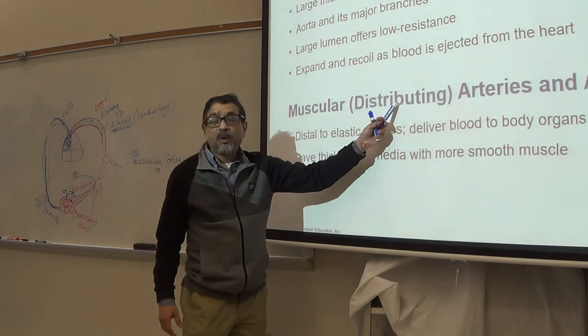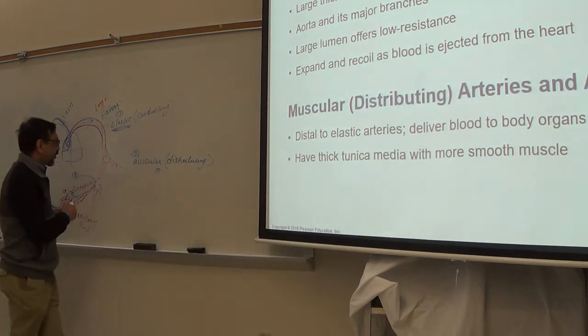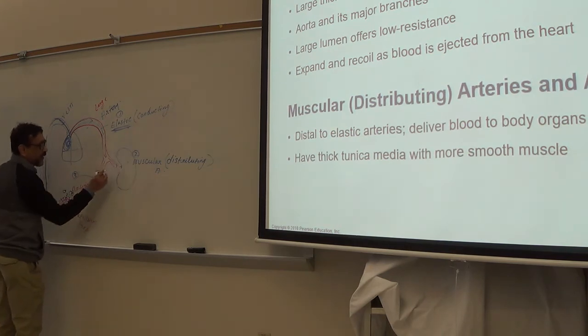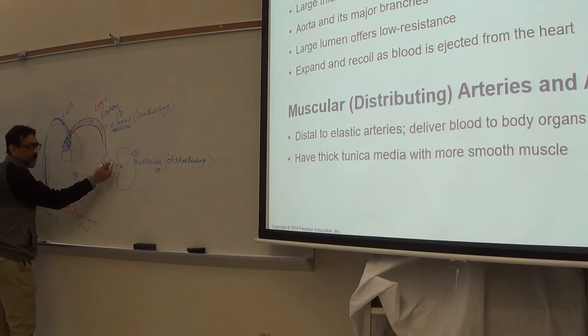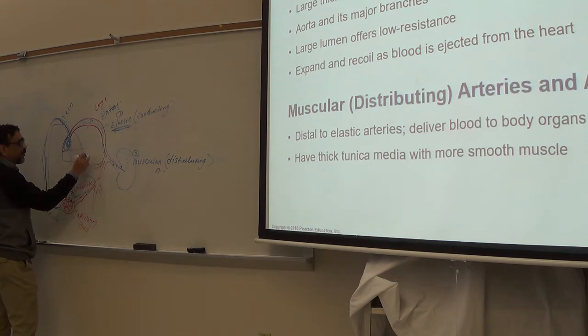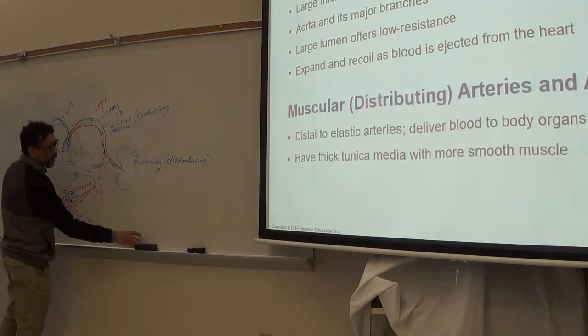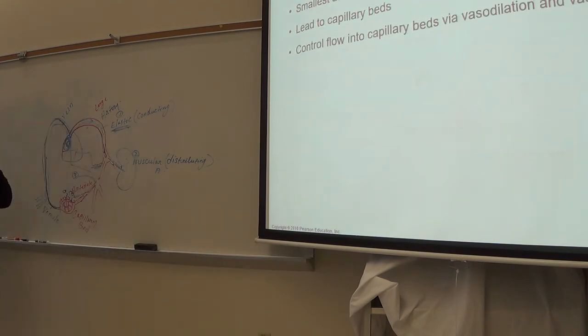Muscular arteries are also called distributing arteries. Why? Because you see, these arteries go to the organs. For example, this is your kidney. So this muscular artery takes the blood from the elastic artery and gives it to different organs. Like here, you have stomach or liver. Okay? So it will get blood from the distributing arteries. They're distributing the blood to different organs of the body. Okay? And arterioles are the smallest ones, and from the end of the arteriole, you get the capillary bed. Okay? So that are three types of arteries.